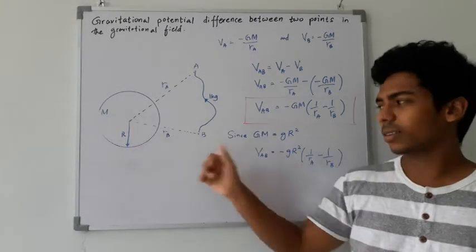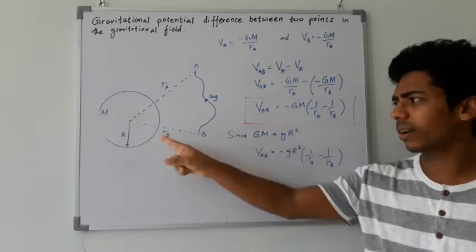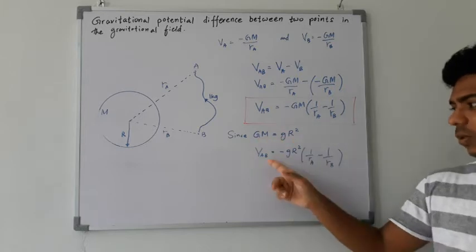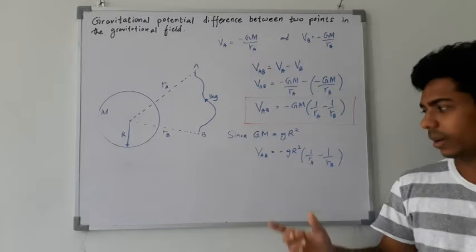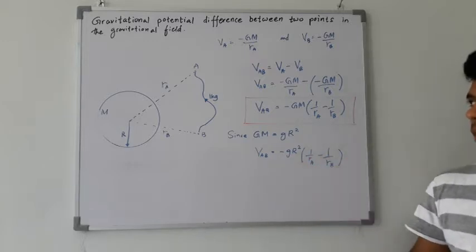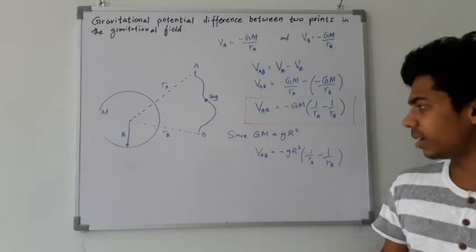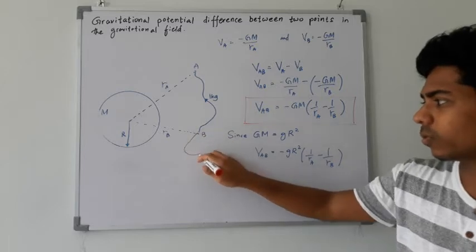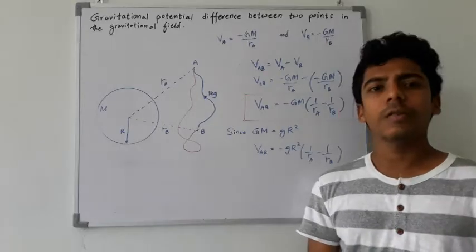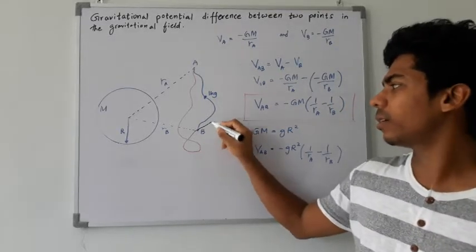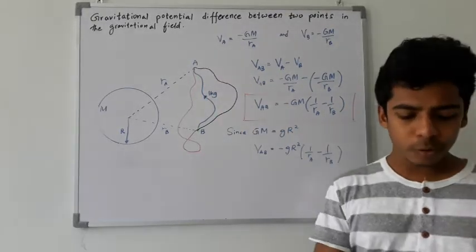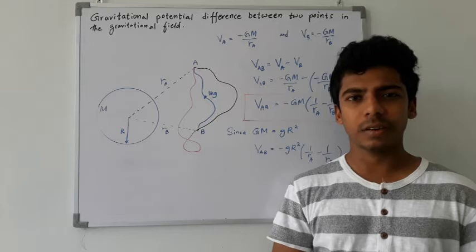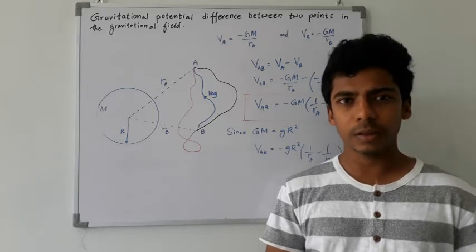Okay, we discussed this earlier. So R is the radius of this planet, so I can substitute gR squared instead of GM. So I get VAB is equal to minus gR squared times this term, 1 over RA minus 1 over RB. And here the gravitational potential difference is independent of the path. For example, if I move this mass this way from B to A, or if you move the mass in this path, still the potential difference is going to be the same. So what we can say is the potential difference is independent of the path of moving the mass.